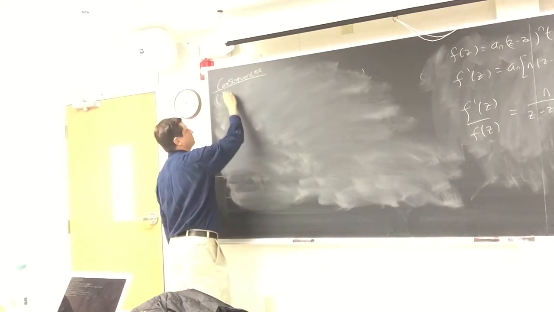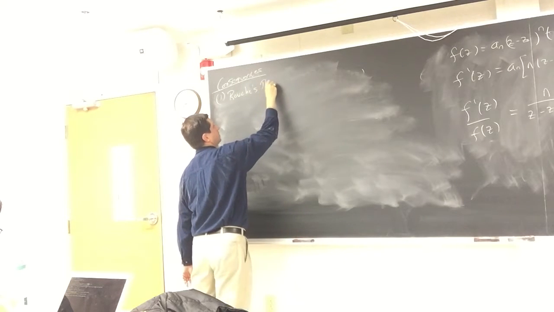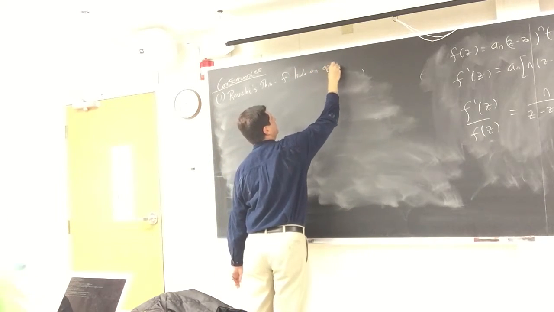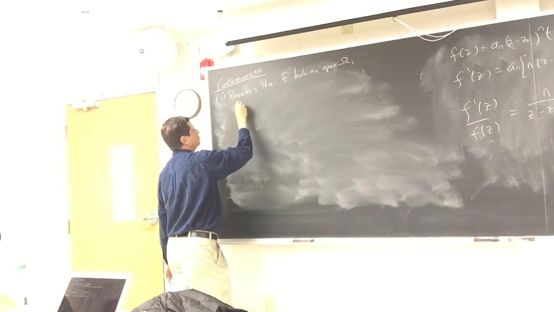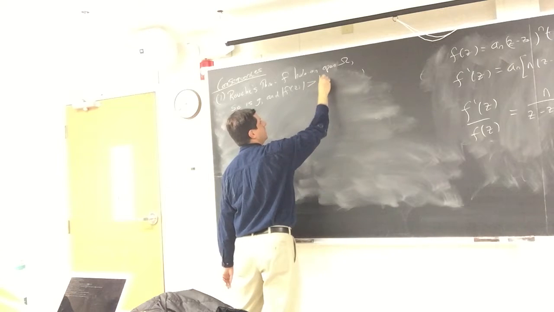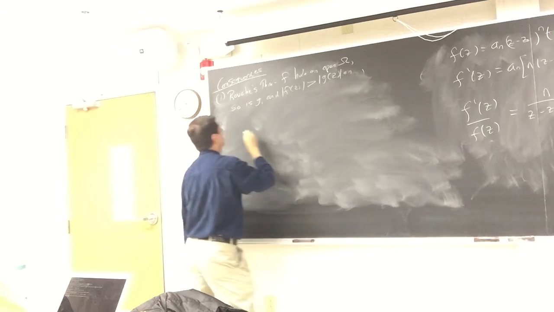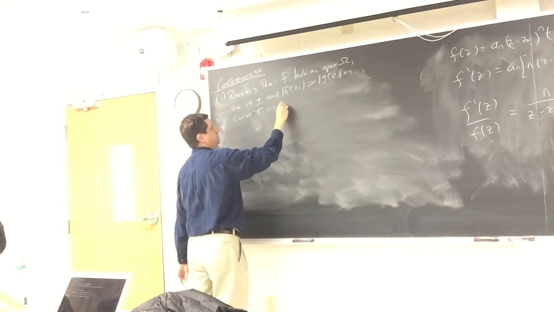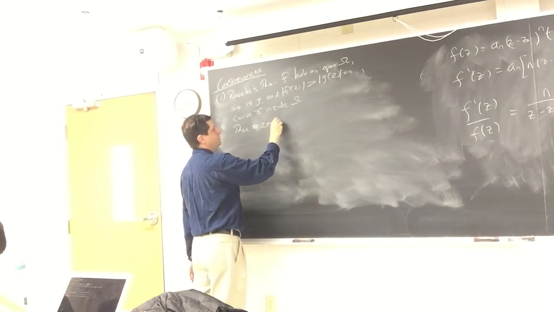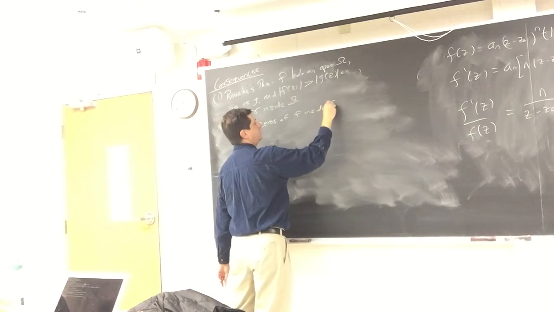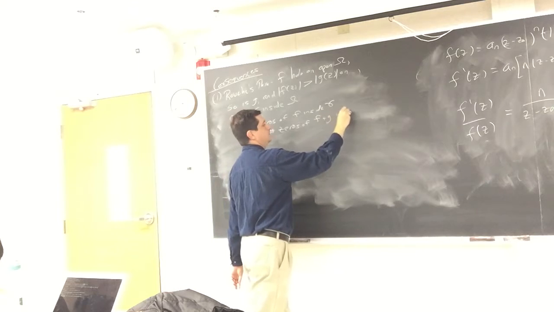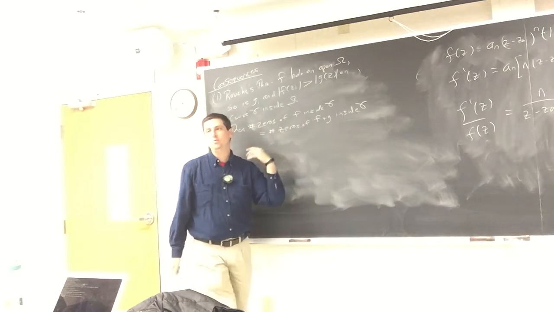So the first, and these are good consequences, is Rouche's theorem. Say f is holomorphic on an open omega, so is g, and the absolute value of f of z is strictly greater than the absolute value of g of z on a curve gamma inside omega, then the number of zeros of f inside gamma equals the number of zeros of f plus g inside omega.